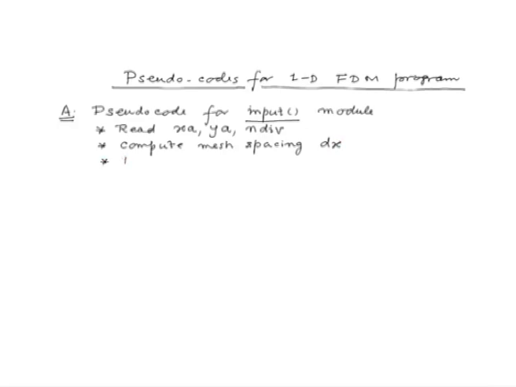Then it should prompt the user to input the finite difference type. So, read FDM type, and once we have got this FDM type, the next thing is to compute the number of computational nodes. What else do we need in the input module? So this is the input and the corresponding computations which give us basically the basic geometry.